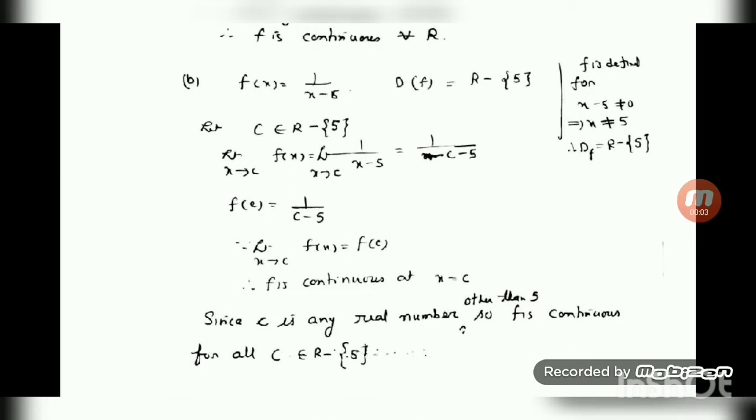Now let us go to question number B. Your question is f(x) equal to 1 by x minus 5. And you see, this is a rational function. So what is the domain of the function? That means for what value of x the function f(x) is defined, that you have to get.